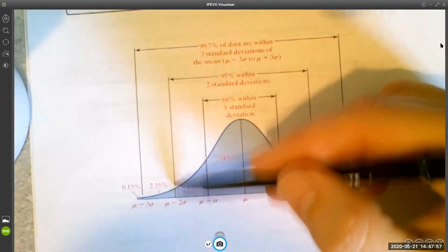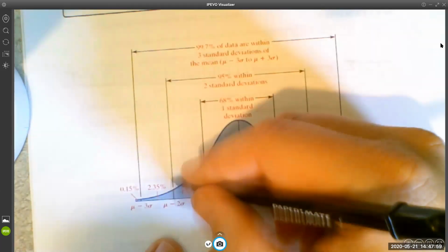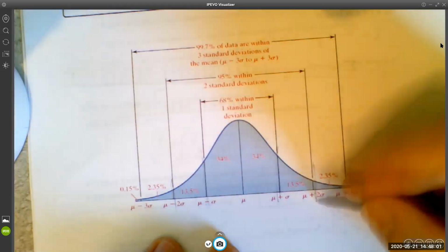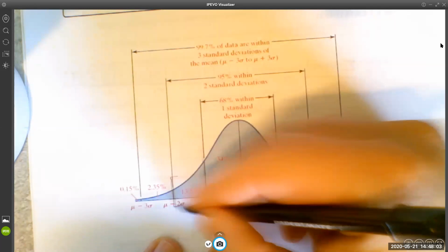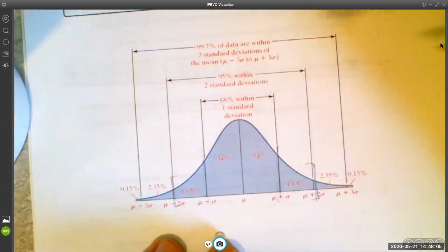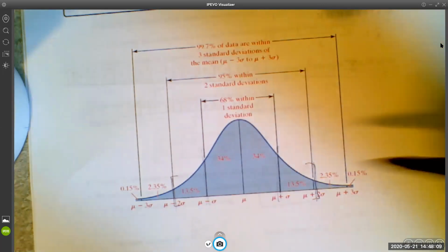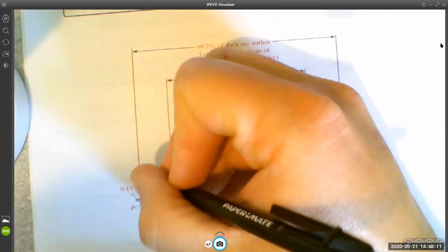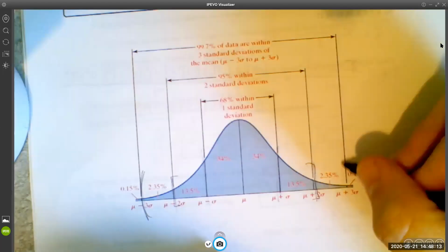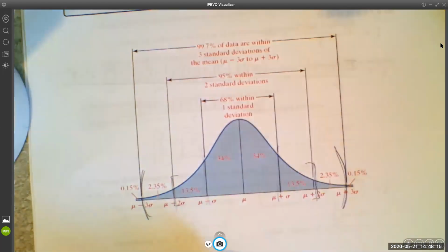95% of the data falls within 2 standard deviations. So that would be this fence and this fence. Okay, so 95% of the data is going to be within those 2 fences. And then 99.7%, so almost all of the data is going to be within 3 standard deviations of the mean.